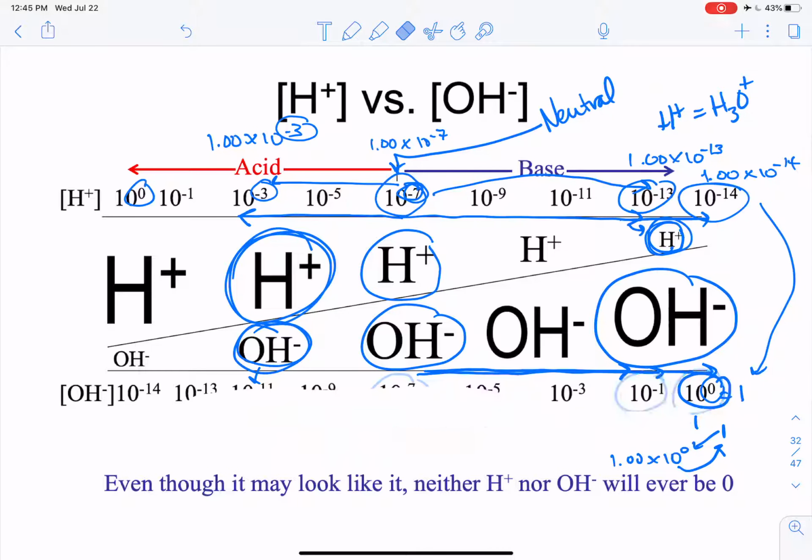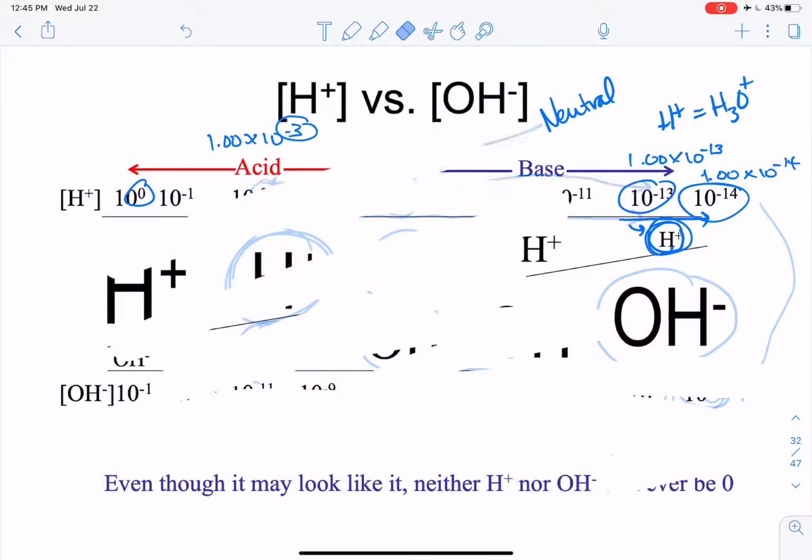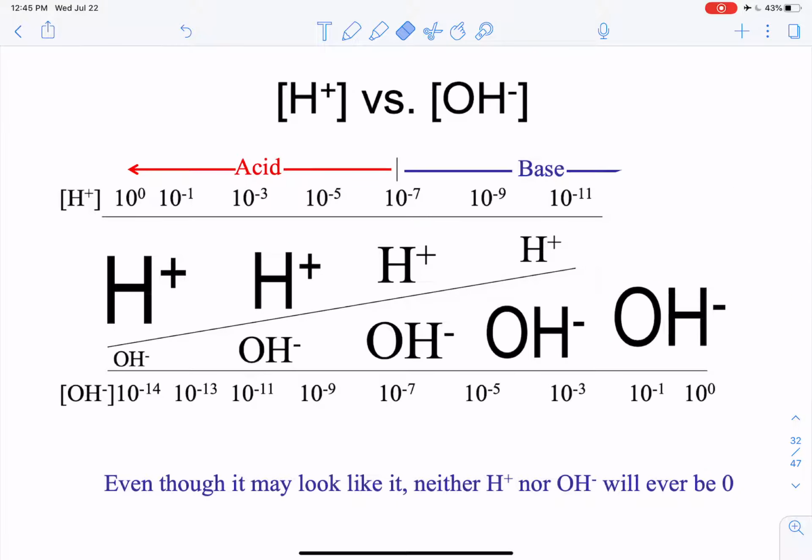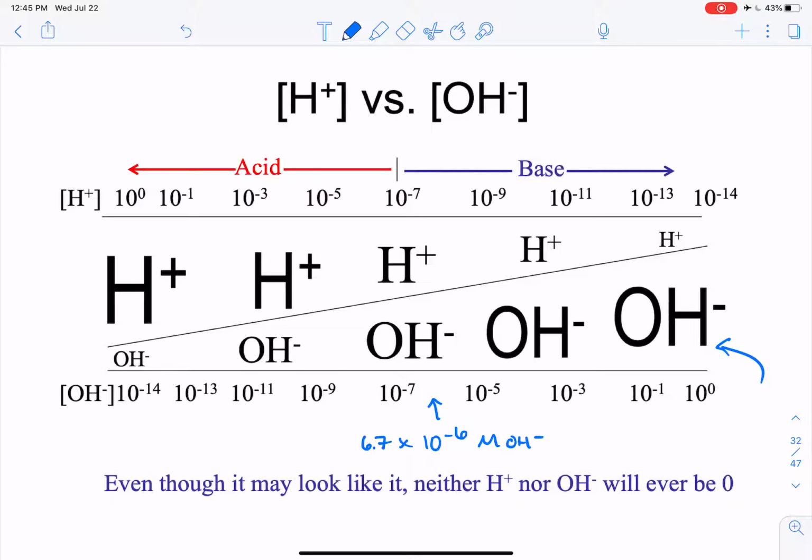So let me erase some of this down here. Or just erase all of it. There we go. Okay, so right here would be 10 to the negative 6. And so we had 6.7 times 10 to the negative 6. And we're looking at a concentration of hydroxide. So that's why I chose this bottom part of the picture and not the top, because we're talking about concentration of hydroxide.